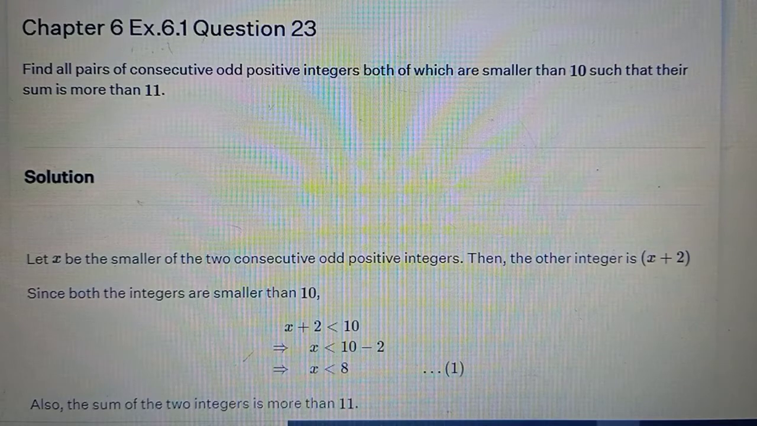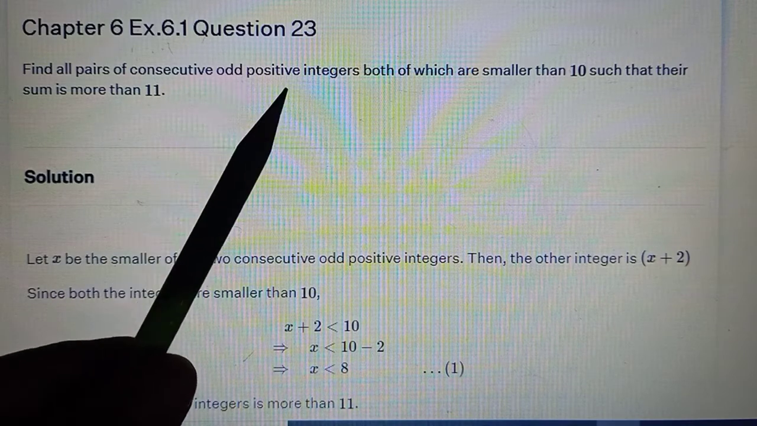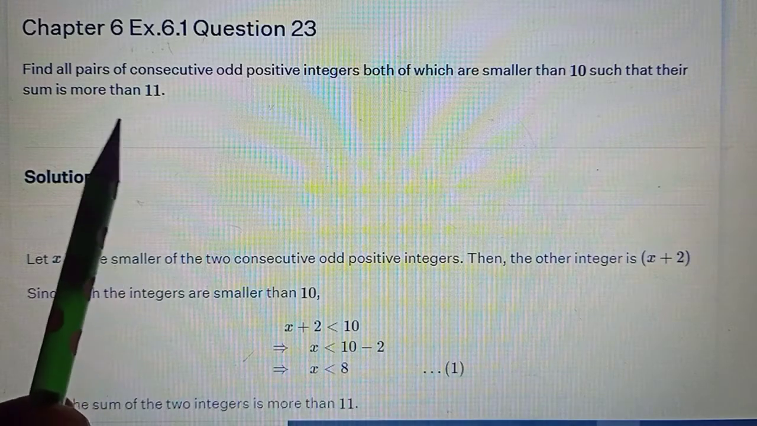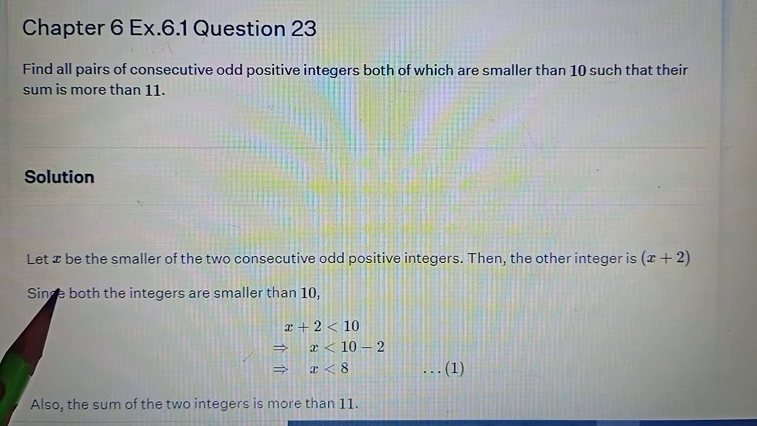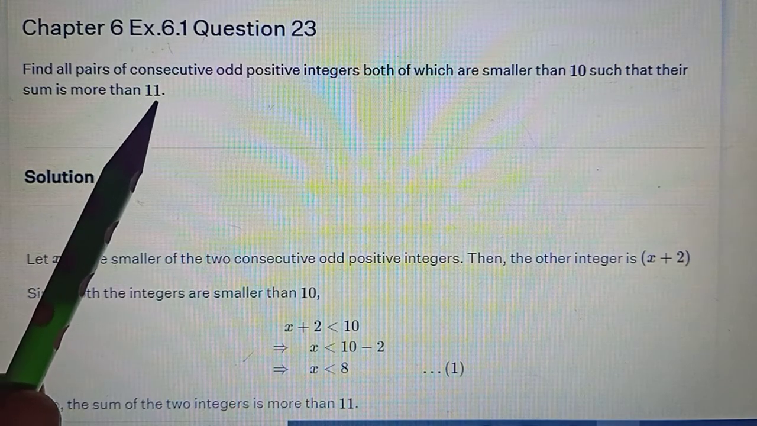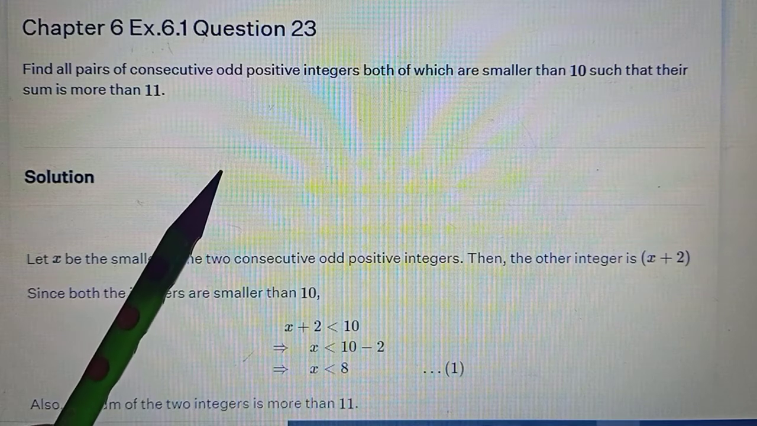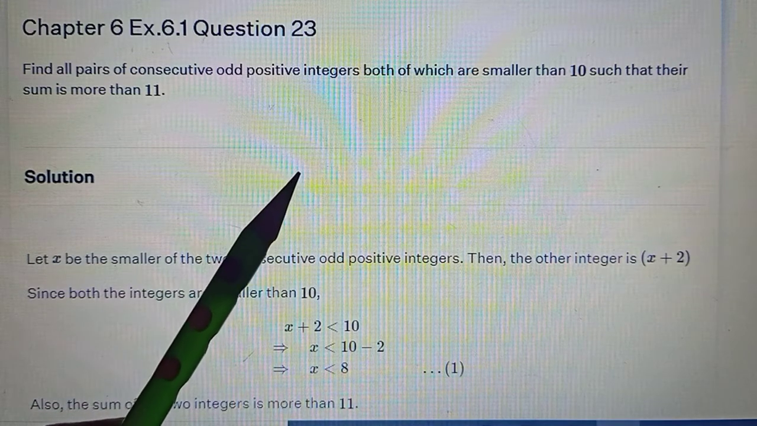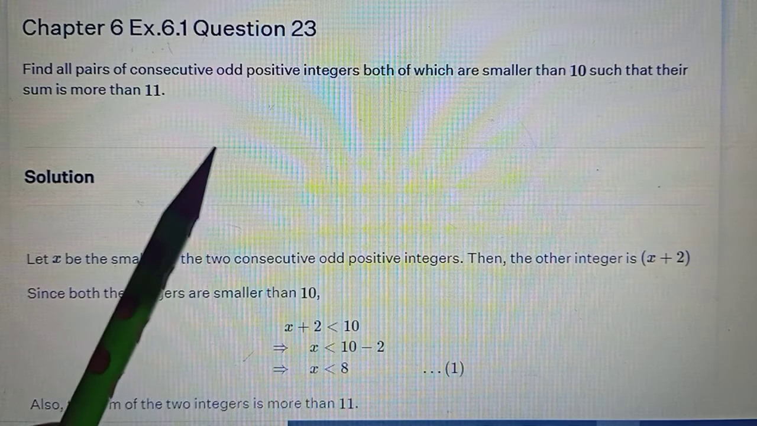Okay, we had left here in this question number 23 where we were told that you have got to talk about a pair of two consecutive odd positive integers, both of which are smaller than 10 and the sum should be more than 11. Okay, so we remember how we used to assume odd positive integers. If one is x, the other odd comes after a jump of 2. After 3, 4 left, 5, then 7, then 9. Okay, so consecutive one after the other.